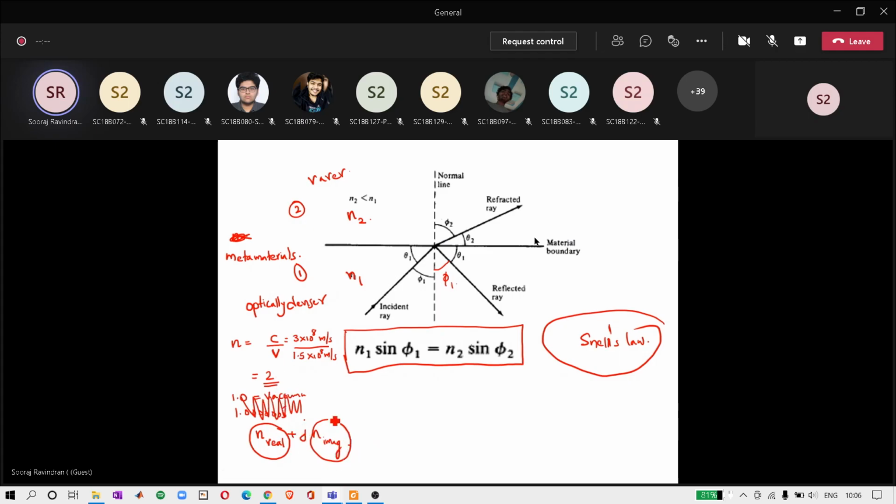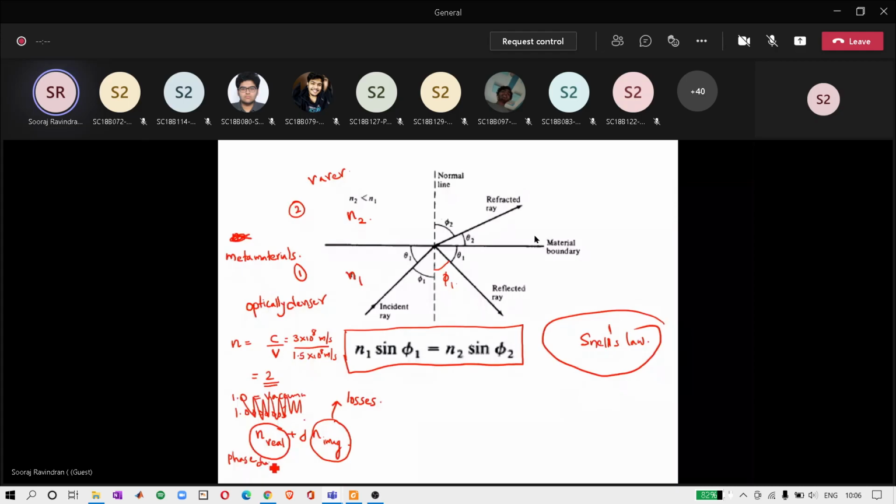The real part is the one which is associated with the phase change. Whereas if you see that the refractive index has an imaginary part, it means that the material is lossy in nature. So the imaginary part corresponds to losses. The larger the imaginary quantity, the greater will be the losses. Whereas the real part is associated with the phase change.